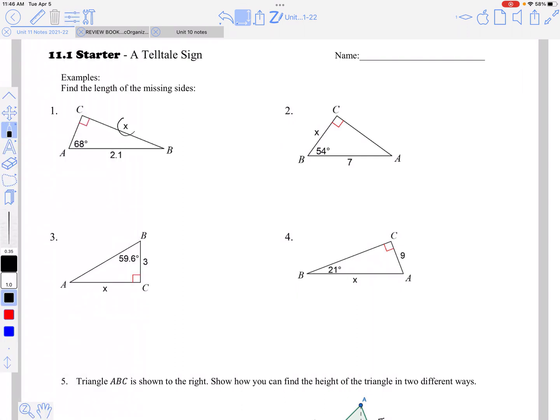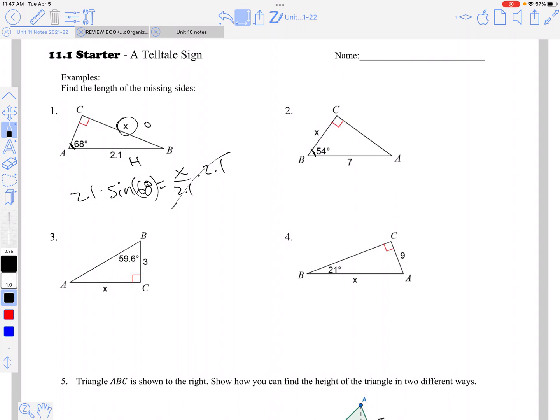I need to find this side length right here, and I notice this is my angle of focus, so I have opposite and hypotenuse, which means I'm going to do sine. Sine of 68 will be x over 2.1, and I'll put sine 68 in my calculator, and then just multiply by 2.1 to get x alone. And then I'll have the value of x. But like I said, I'm not doing all the calculator calculations, I'm just reviewing what you should already know.